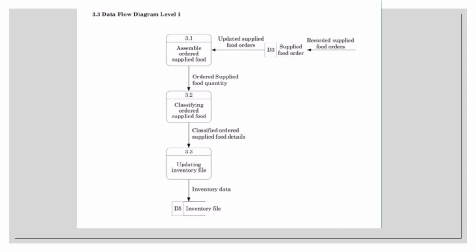From data flow diagram level 1, we can see recorded supply full order is the input of the database 3, and the output of the database 3 is update supply full order to the process 3.1, and the output of the process 3.1 is order supply full quantity to the process 3.2. The output of the process 3.2 is the classified order supply full detail to the process 3.3. The output of the process 3.3 is inventory data to the database inventory file.